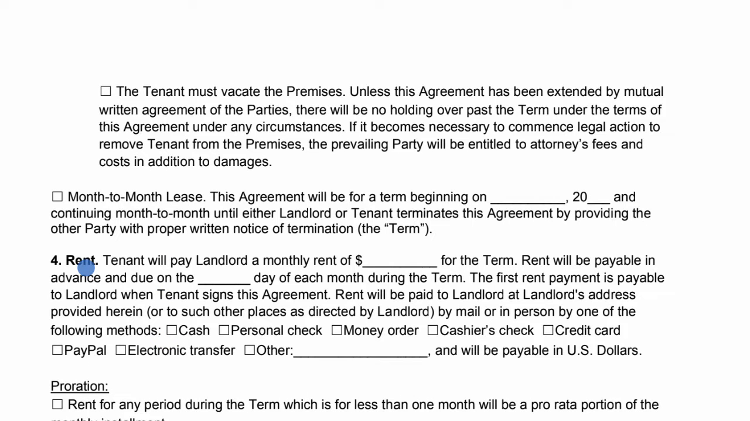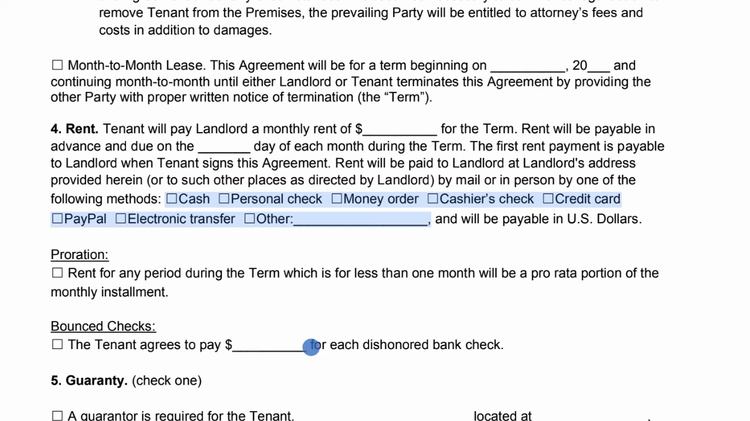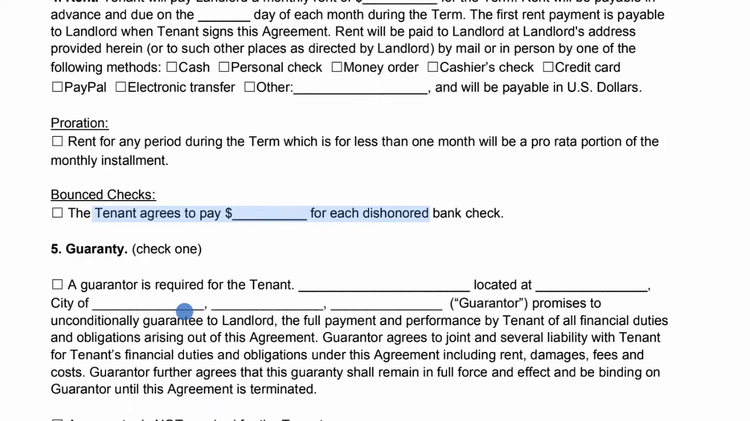Now, this section on rent might be a little bit self-explanatory. This is how much rent you are actually going to pay, when it is going to be due, and how you are going to pay that rent. In situations where, let's say, you have a bounced check, this is what it says you have to pay above and beyond that. Now, a guarantor is someone who says, hey, if the tenant doesn't pay, the guarantor will pay.